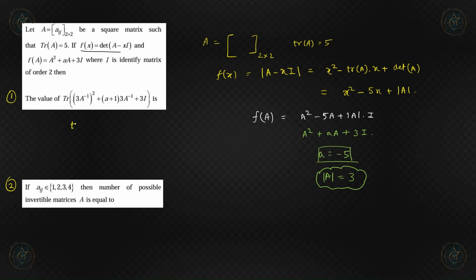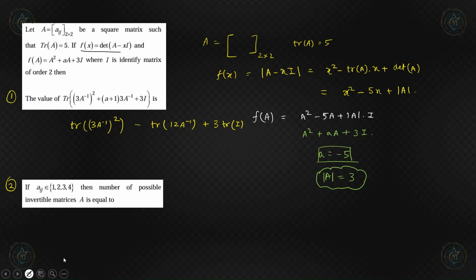So we can write this as trace of this matrix plus this a plus 1, which will be what? A plus 1 will be minus 4, right? So minus 4 times 3, that is minus 12. So we write this as minus trace of 12a inverse, and this becomes plus 3 times trace of the identity matrix. Now we have to calculate this.